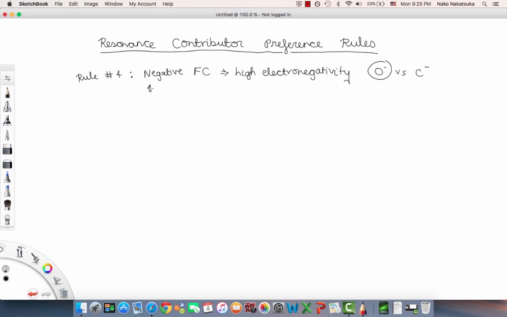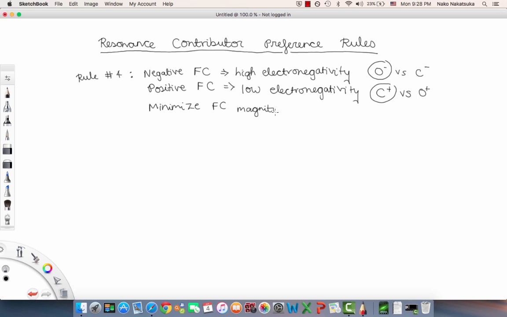If you have a positive formal charge, you actually want this on atoms with low electronegativity. So in that case, you would prefer C+ versus O+. In another case, you also want to minimize the formal charge magnitude, meaning the +1 is better than +2, which is also better than +3, etc.